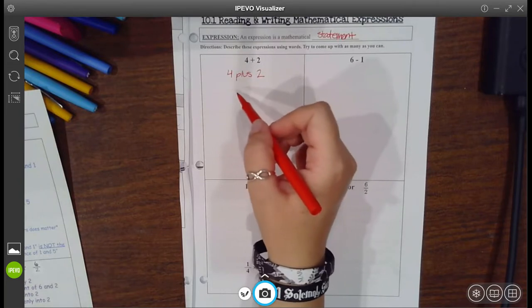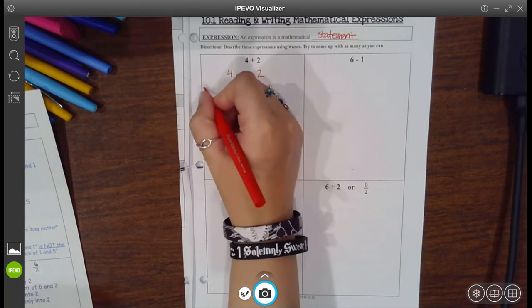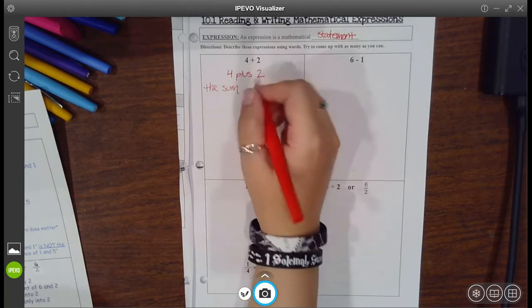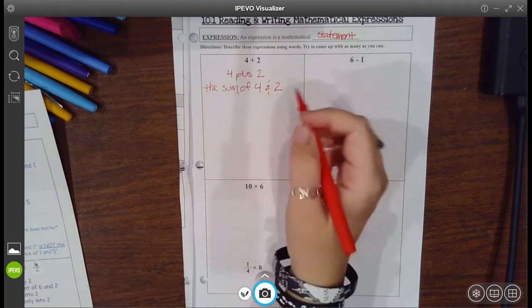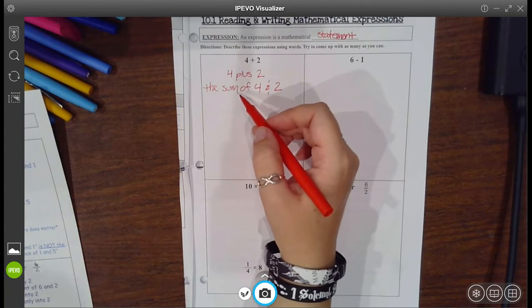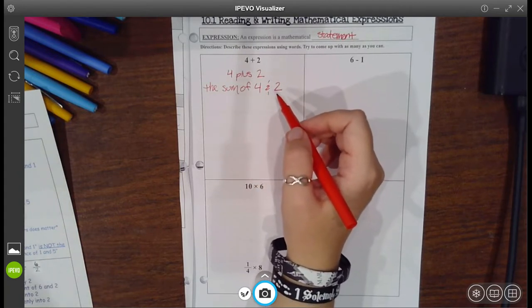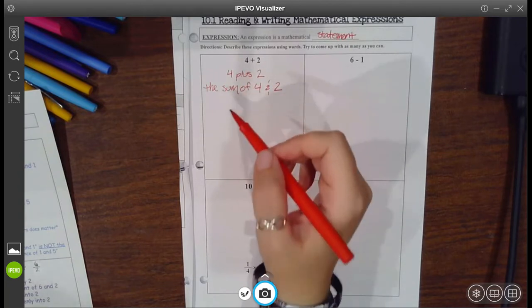Now, of course, there's more complicated ways to write this because we know that sum means addition, right? So we could write the sum of 4 and 2. The word sum indicates that we're adding. So I'm going to add the 4 and the 2. Can you think of any other ways to represent 4 plus 2 other than these two ways?